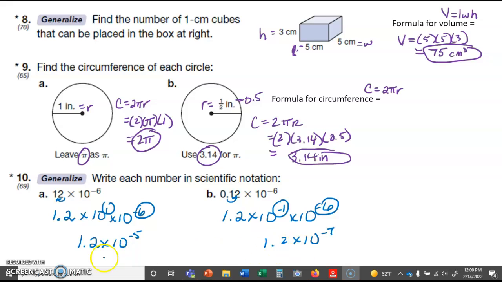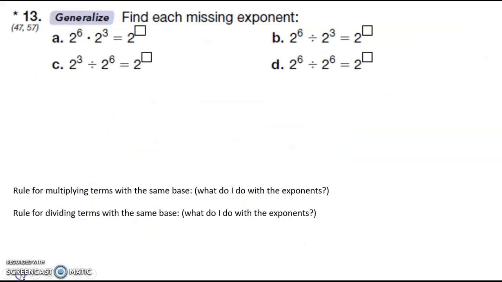All right, let's keep going. Number 13 says, find the missing exponent. And down here are the rules. The rules for multiplying terms with the same base, meaning they have the same number at the base: what do I do with the exponent? If I'm multiplying numbers with the same base, then I add the exponents. And if I'm dividing terms with the same base, I subtract.